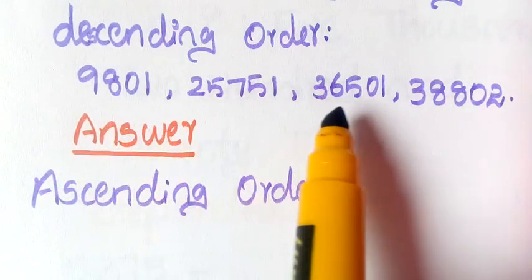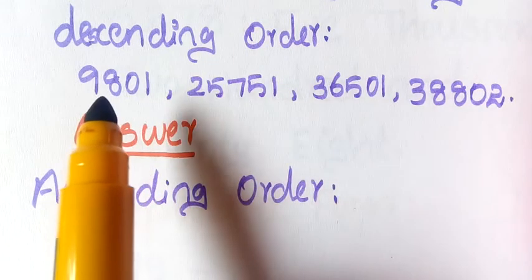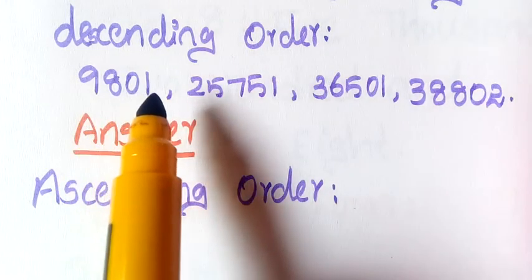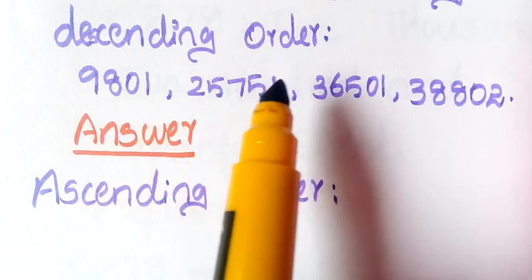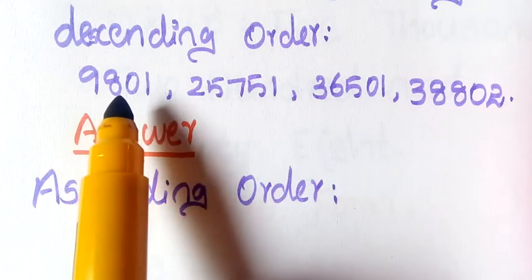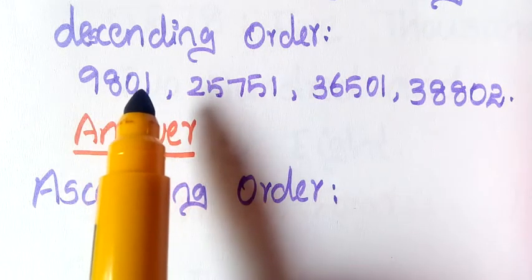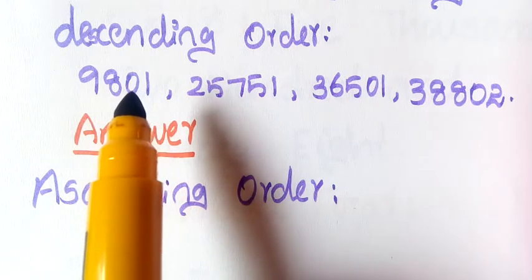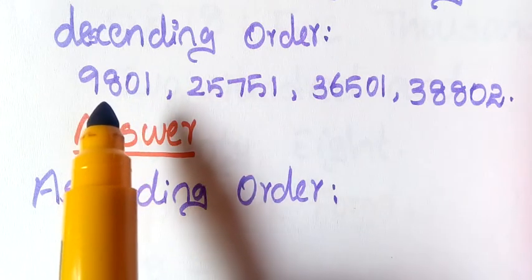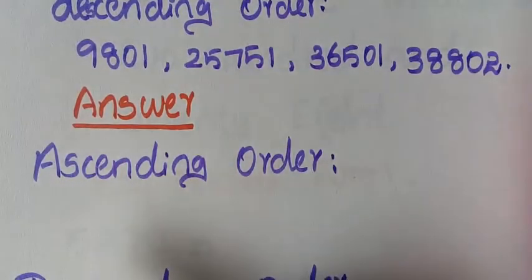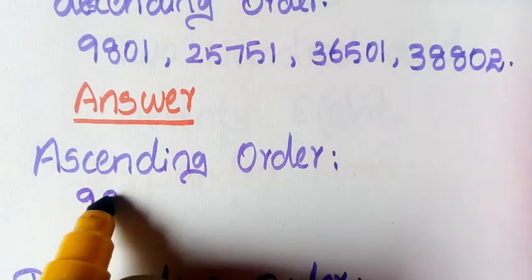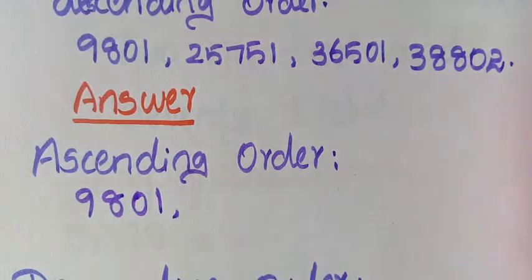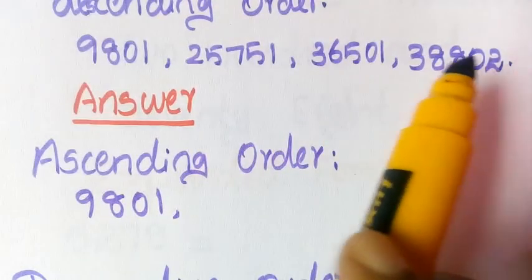So among these numbers, which is the smallest number? 9,801. What is the reason? By comparing these four numbers, 9,801 has the least number of digits, also the least place value. So the smallest number is 9,801. So we will write the first smallest number 9,801. Now we need to select which is the next smallest number among these three numbers.